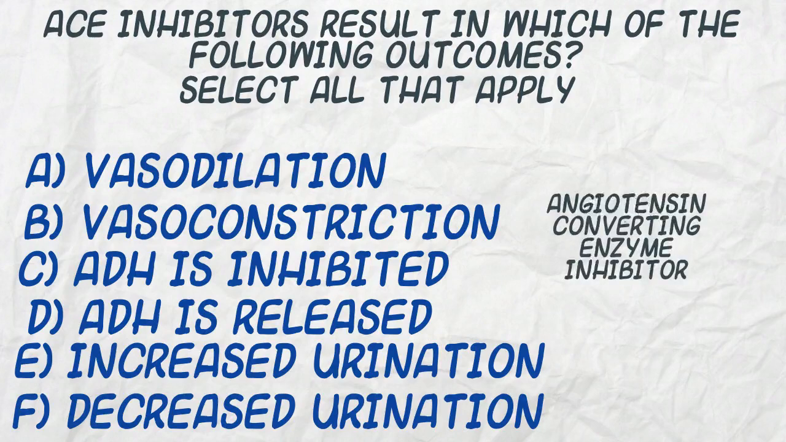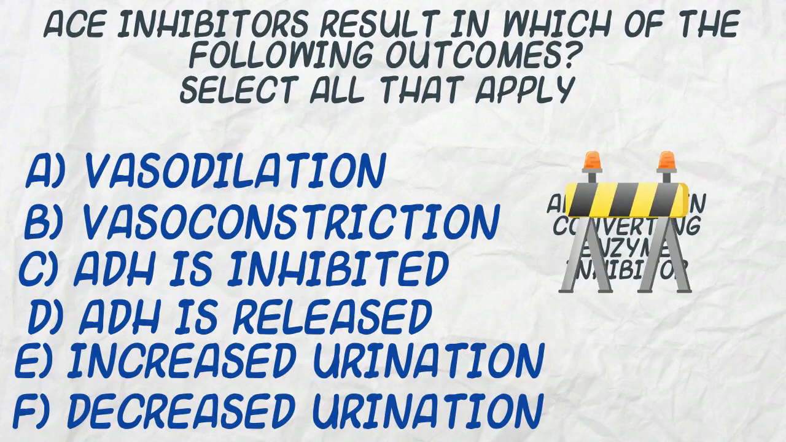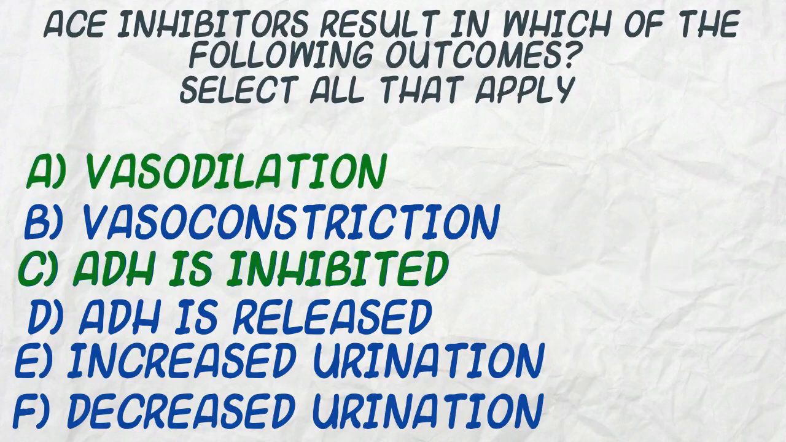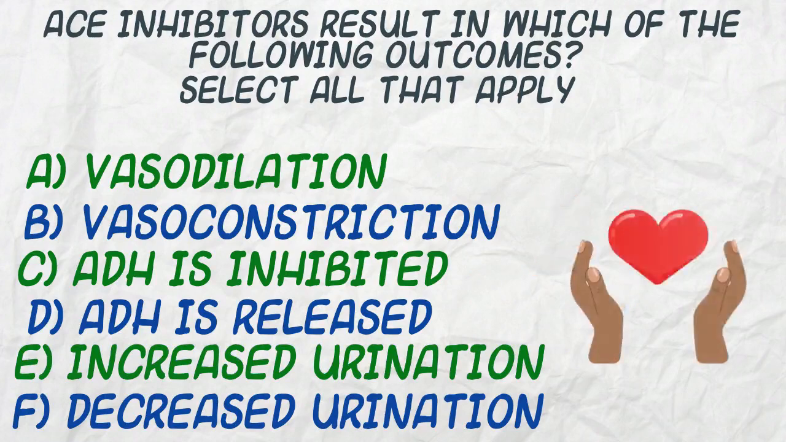By inhibiting angiotensin-converting enzyme, a decreased production of angiotensin II leads to symptoms of vasodilation, decreased release of antidiuretic hormone, and increased urination. These effects are beneficial for patients with cardiac conditions where cardiac output needs to be therapeutically reduced.